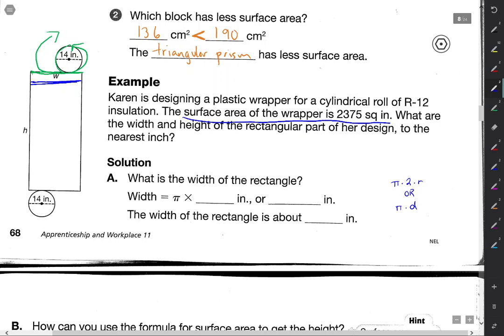So in this case, they gave us the diameter here, 14 inches. The line is going all the way across the circle, so we know they gave us the diameter. So we're going to use this one here, pi times diameter. So to find the width of the rectangle, we're going to do pi times diameter, which is 14, and we get 43.982 inches. And I'm just going to write over here that we are finding the circumference. So the width of the rectangle is about, we'll round that to 44 inches.